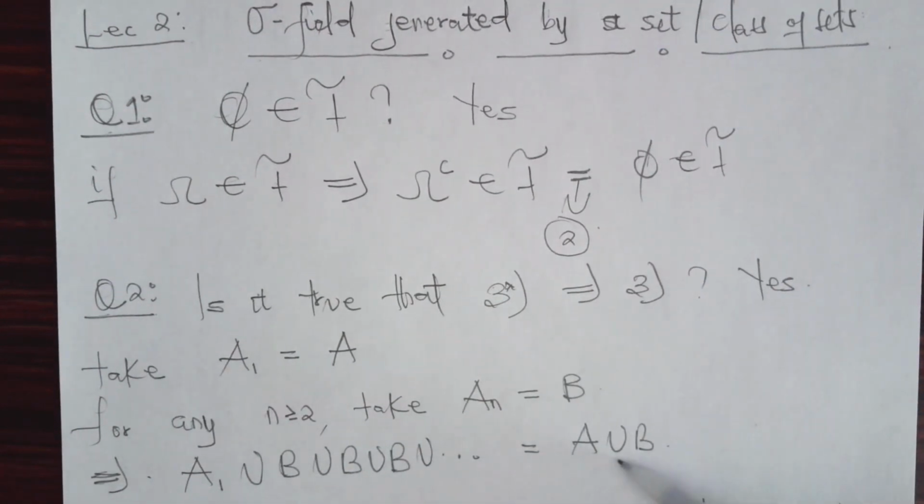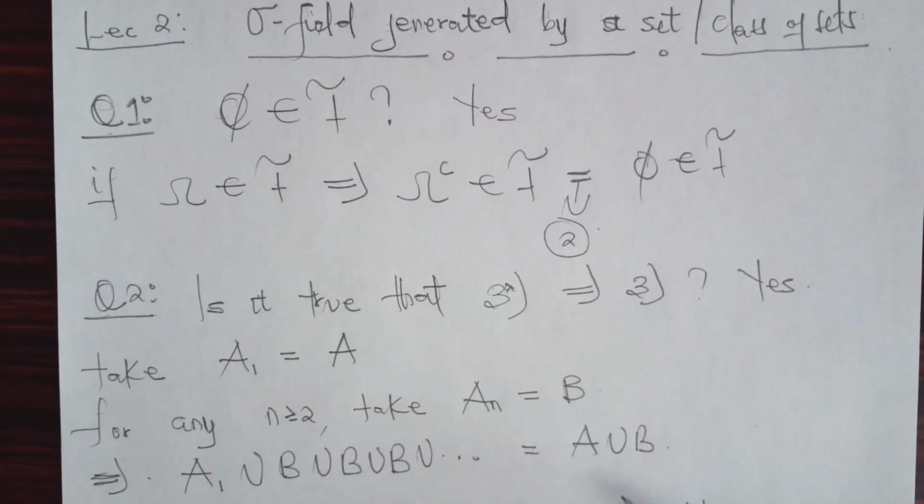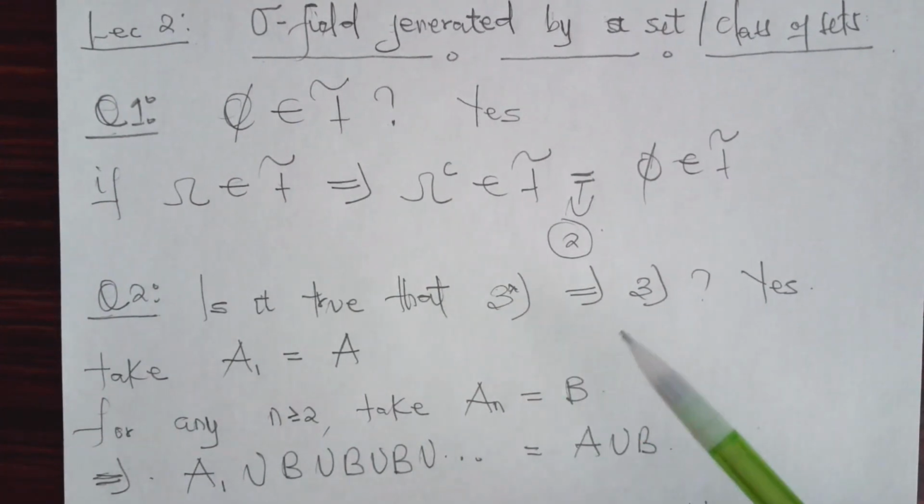A union B. This is a finite union and satisfies the condition for a field, and this also satisfies the condition for a sigma field. Then it implies that 3 star implies 3. So yes, indeed, it is true that 3 star implies 3.